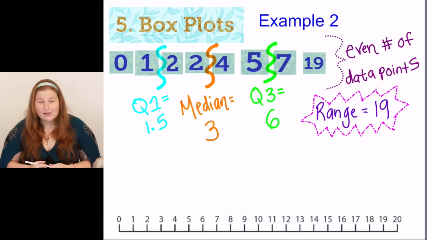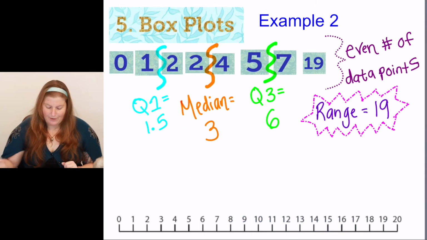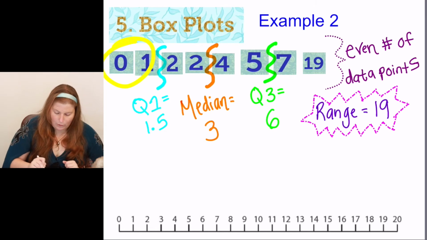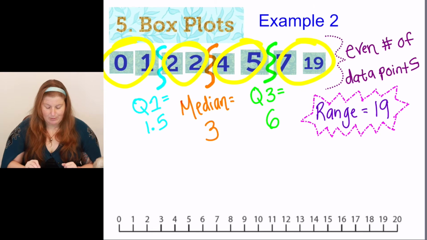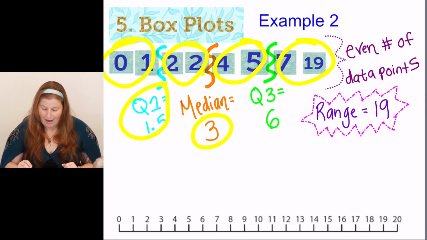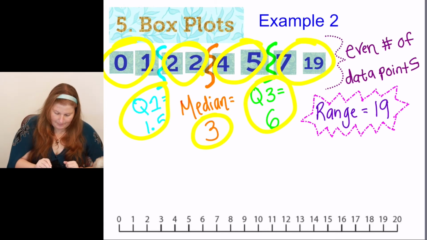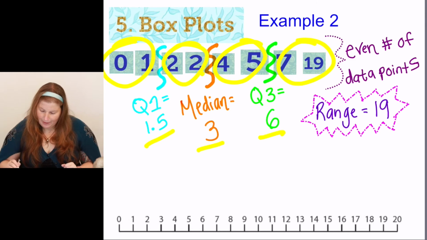So you've already solved for this information in your last lesson. You know that when you divide this into 4 equal quarters, the median is between 2 and 4, so it's 3. Q1 is between 1 and 2, so it's 1.5. And Q3 is between 5 and 7, so it is 6. So you have the value of Q1, the median, and Q3. You also have that the range is 19.